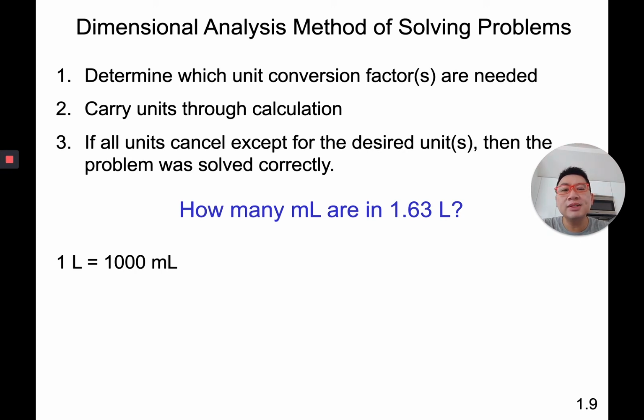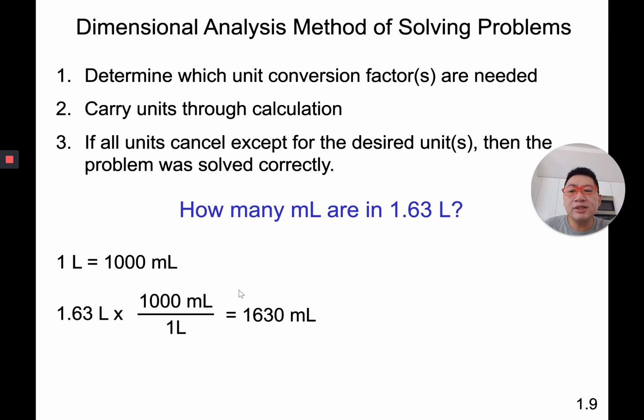Why? Because I'm going to take this 1.63 liters and multiply it by 1. Oh, by the way, I know this is an easy question. It's like, why are you doing this? I could just easily do this in my head. This is the method of doing it. They're going to get a lot harder. That's why this is just a very simple one. Okay, I'm going to start with the given. In this case, 1.63 liters.